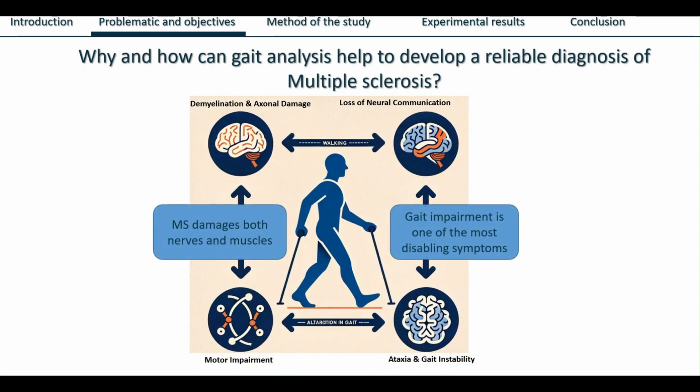This diagram explains why gait analysis is important in MS. The disease damages nerves and muscles, which breaks communication in the brain. This leads to weakness, spasticity, and problems with balance and coordination. All these issues cause walking difficulties, which are one of the most disabling symptoms of MS. Gait analysis helps us to detect these changes earlier and in a more reliable way.